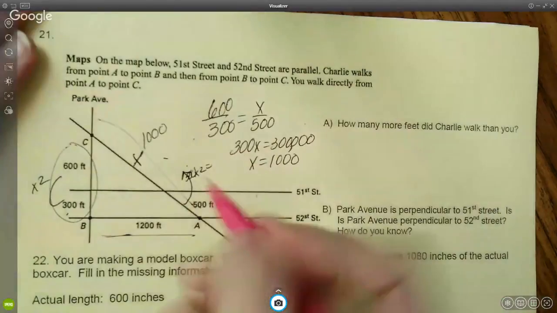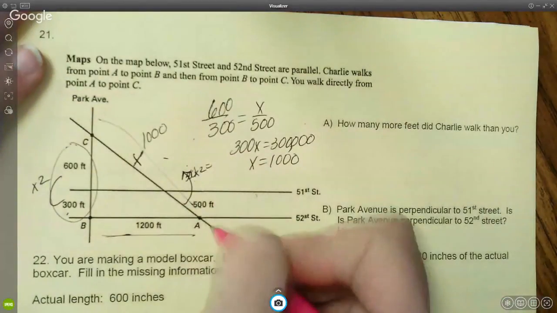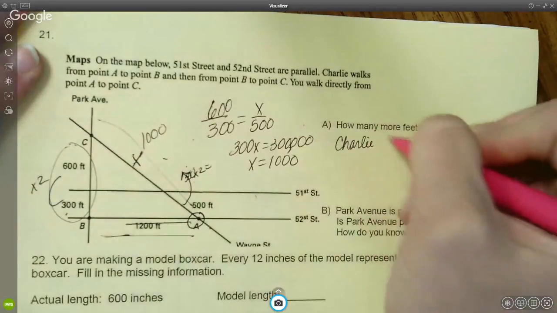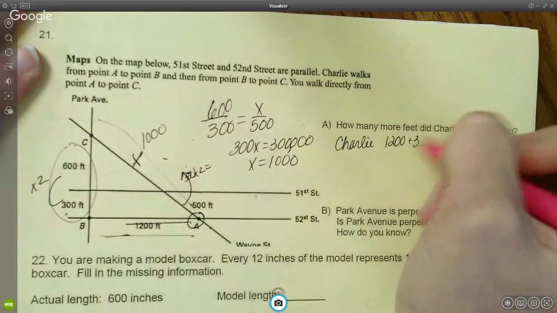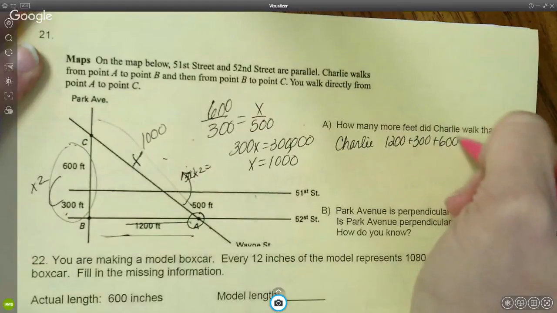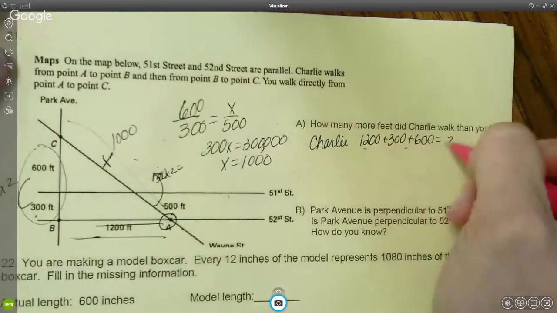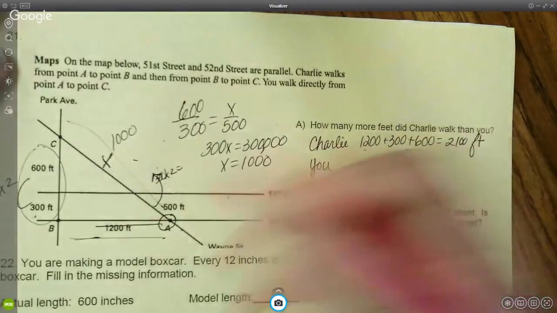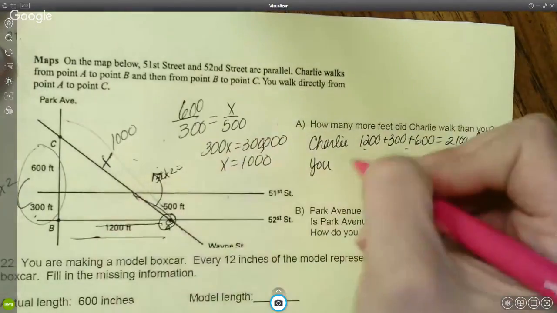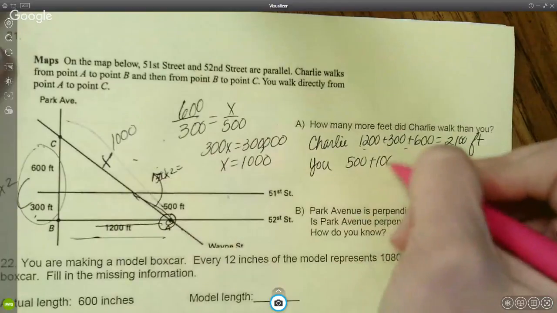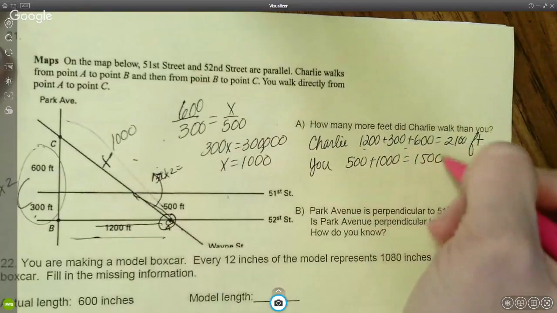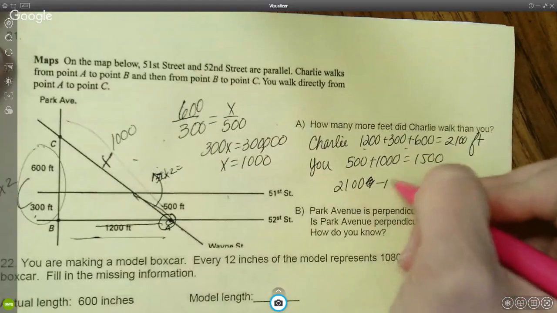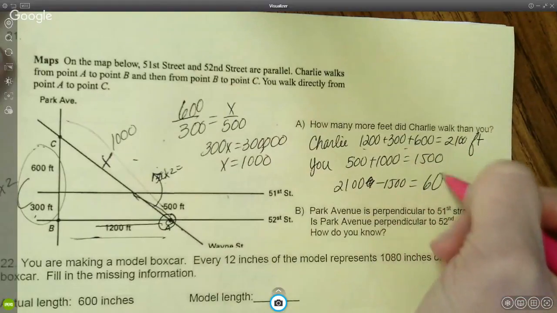So Charlie had to walk from A to B to C. So he walked 1,200 feet plus the 300 feet plus the 600 feet. So if we add that all up, 2,100 feet. You walked from A to here, which is 500 plus the 1,000. So you walked 1,500 feet. 2,100 minus 1,500 is 600 more feet.